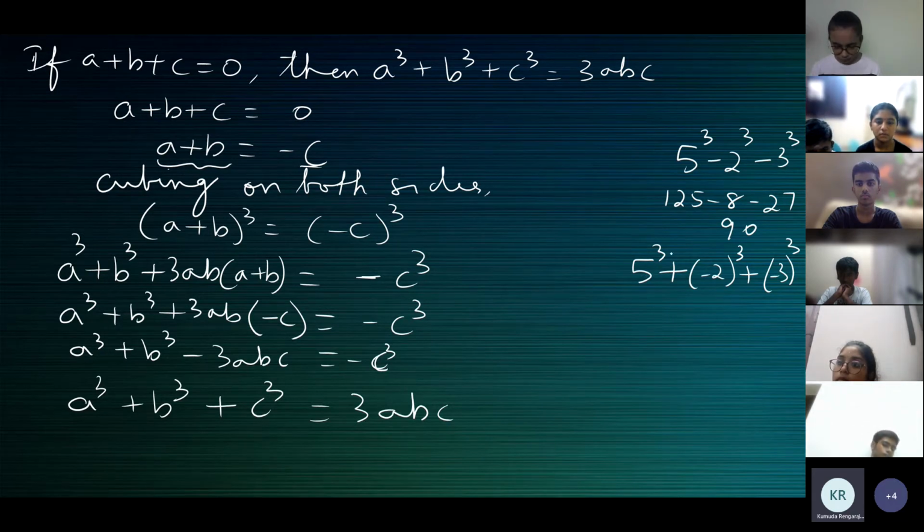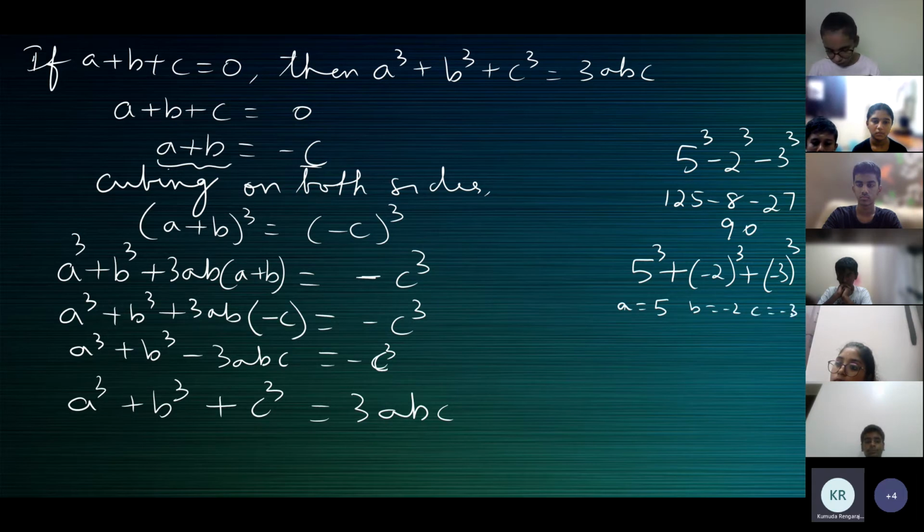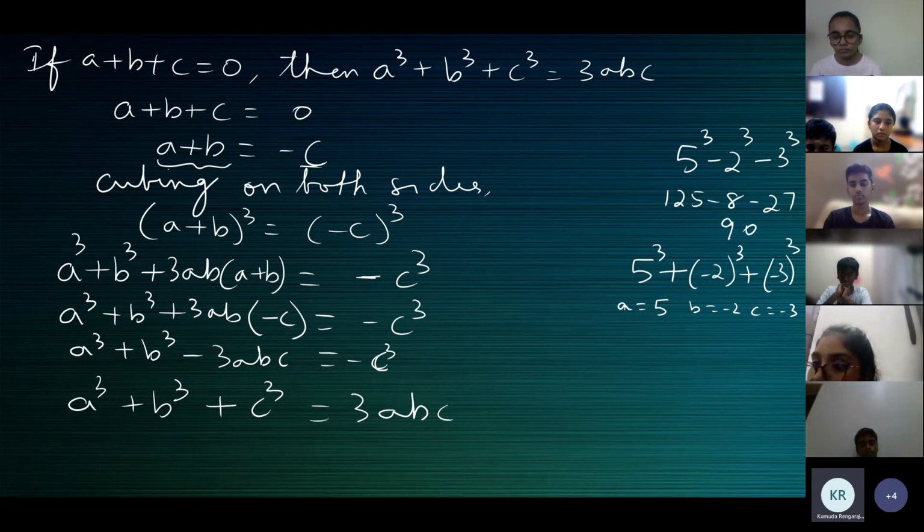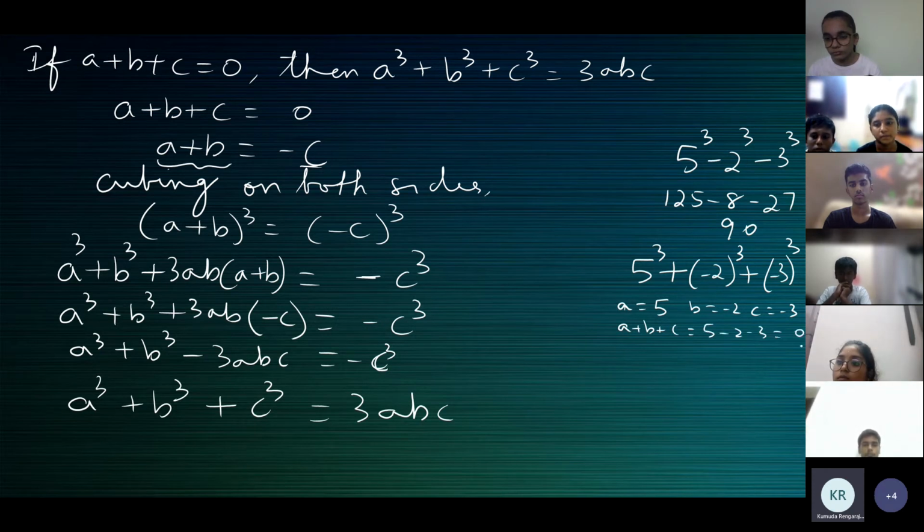Now this is a cubed, so a is 5. b cubed, that means b is minus 2. c cubed, that is c is minus 3. I've written the values of a, b and c because I have a cubed plus b cubed plus c cubed. Now what is a plus b plus c? 5 minus 2 minus 3, 0. a plus b plus c is 0. So the answer for a cube plus b cube plus c cube is 3abc, 3 into a into b into c. Multiply all this, you will get the same thing, 90.